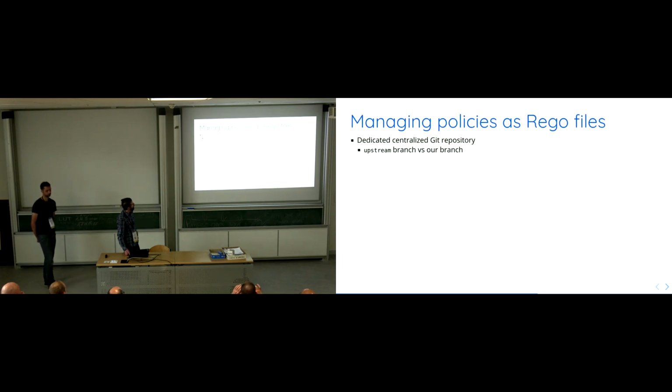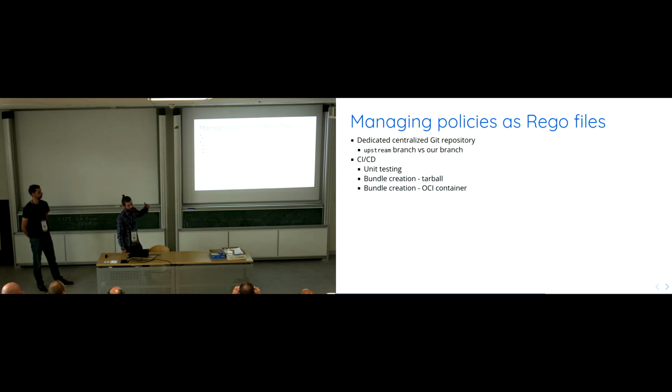Okay, so how do we manage all of that? We have just a single Git repository where all the policies are placed, upstream versus our branch, in the sense of we take upstream OpenStack policies, convert them to Rego, and then we do our specific changes in the dedicated branch. From the CI/CD, unit testing is then running. Rego tests are being executed, and the OPA bundle is being created, which is technically a container image, which is then fetched directly by the service locally.